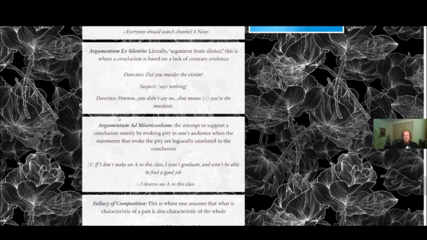Next one, argumentum ex silentio. This is an argument from silence. And this is just because something is not said, we assume that because they didn't say so, it must be true. So this happens sometimes in courtroom cases. And here's the example I have. A detective and a suspect are talking. The detective asks, did you murder the victim? The suspect doesn't say anything. Well, you didn't say no, so that means you're the murderer. Is it possible? Sure, it's totally possible. Does it follow with necessity that because someone doesn't say anything, like when I ask, are you the murderer?